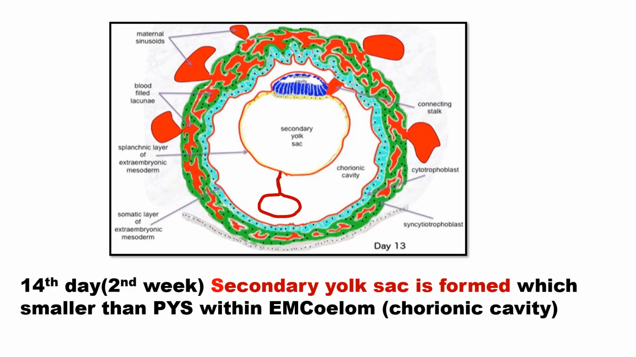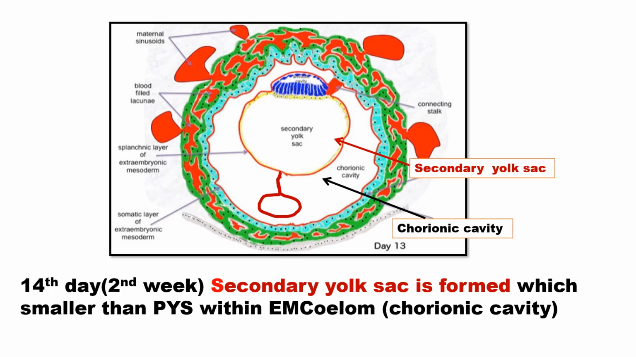On the 14th day, or the second week of intrauterine life, the secondary yolk sac is formed, which is smaller than the primary yolk sac, within the extraembryonic coelomic cavity. It is also derived from the cells of the hypoblastic layer.